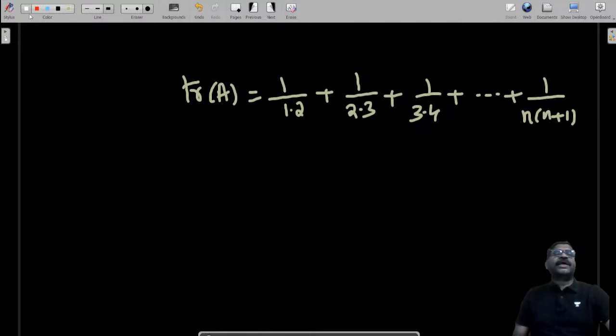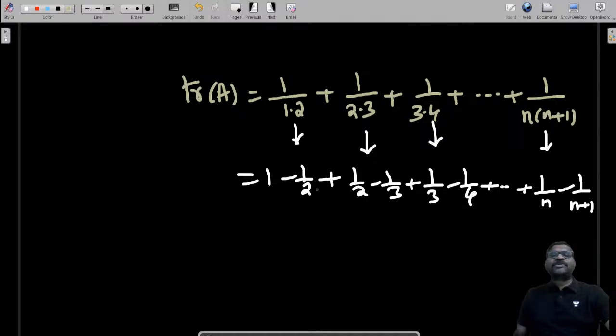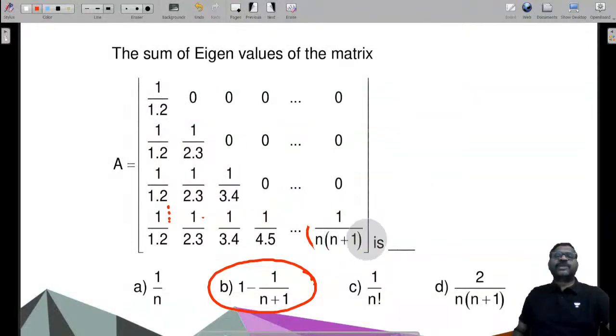Sir, 1 by 1 into 2 can be written as 1 minus 1 by 2. 1 by 2 into 3 can be written as 1 by 2 minus 1 by 3. 1 by 3 into 4 can be written as 1 by 3 minus 1 by 4. 1 by n into n plus 1 can be written as 1 by n minus 1 by n plus 1. Except first and last, remaining all under cancellation. That's why the correct answer is 1 minus 1 by n plus 1.